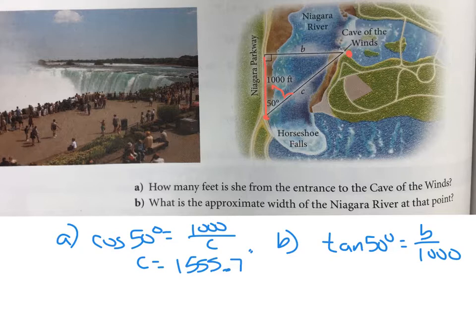Okay, and then part B, it says, what's the approximate width of the river at that point? So the river, I'm going to color on the picture again. The river's right here. It's side B. How wide is the river? So looking at that one, that would be tangent, because tangent is opposite, which is what B is, over adjacent, which we know is 1,000. So I set that up. And because my 1,000 is on the bottom, and my B is in the numerator of this fraction, I'm going to do like I did the first slide. Just multiply 1,000 times tangent 50. Hit enter, and you should get 1191.8 feet. That's feet right there too.